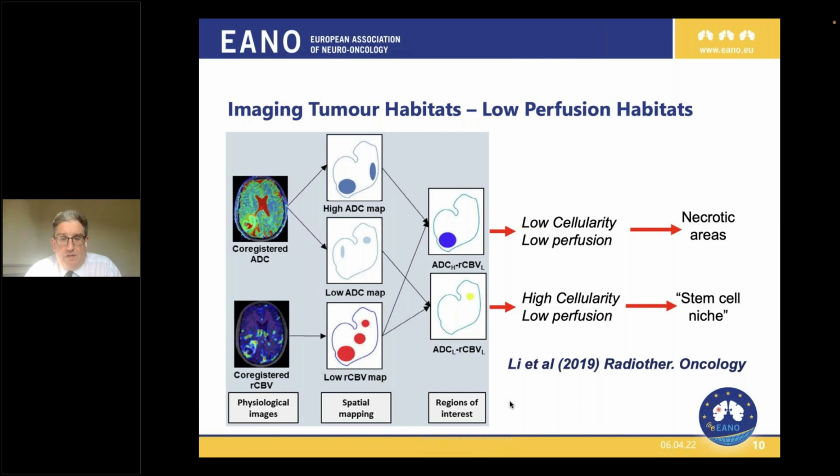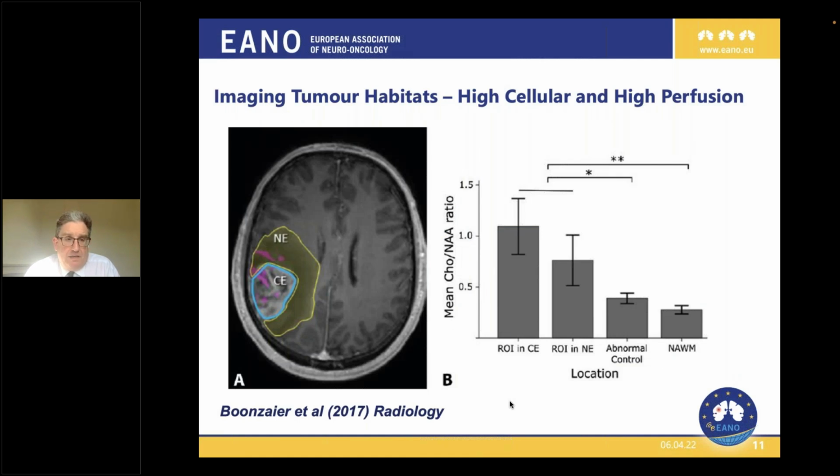And we came up with this concept where we could identify some regions which had low cellularity, so in other words, they had a high ADC and low perfusion, and these all fitted with necrotic areas. We also had other areas that had high cellularity but low perfusion. And this would fit with what we believe is the stem cell niche. It's work we're doing at the moment trying to confirm that that is what we're identifying in these regions. And similarly, we're looking at the other way around.